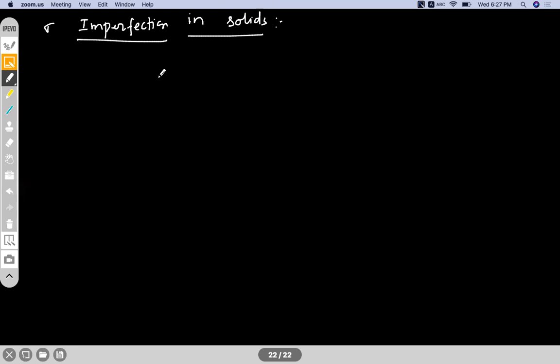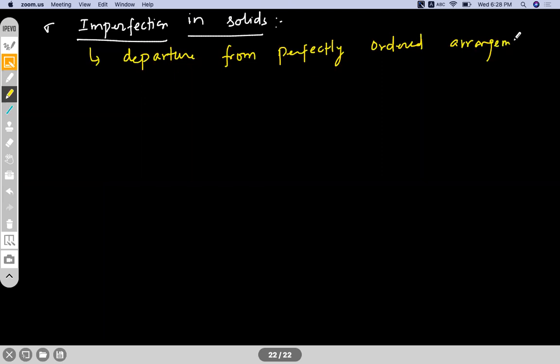So write down this: imperfection or defect is the departure from perfectly ordered arrangement of constituent particles in the crystal.